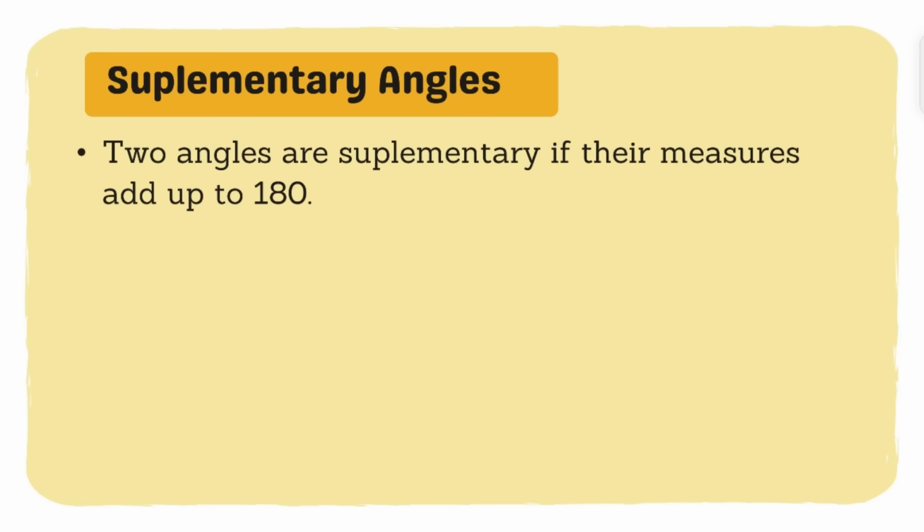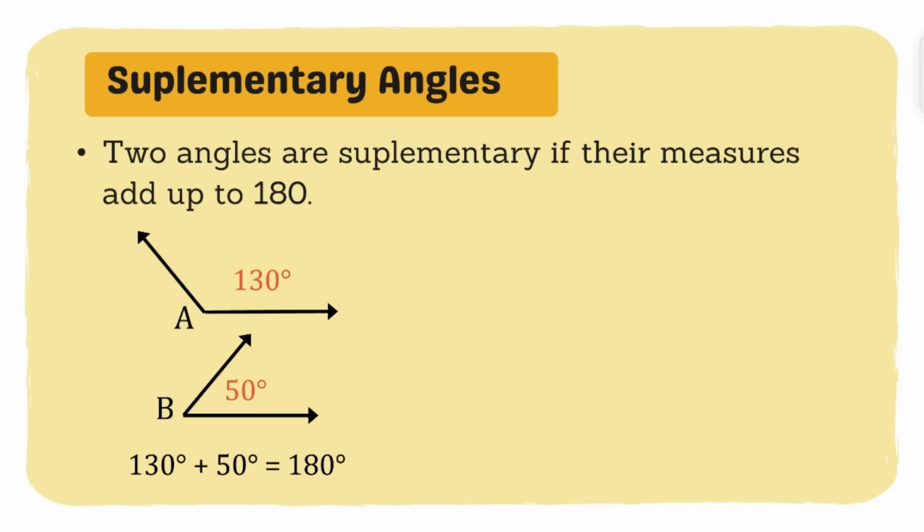Next angle pair is what we call a supplementary angles. Okay? Two angles are supplementary if their measures add up to 180 degrees. Alright. Kung kanina 90 degrees si complementary, ngayon naman ay 180 degrees. Ganito po yung mga examples natin. So we have here angle A. It measures 130 degrees. Tapos si angle B naman, it measures 50 degrees. So pag pinag-add natin sila, we can have a sum of 180 degrees. These two angles are supplementary.